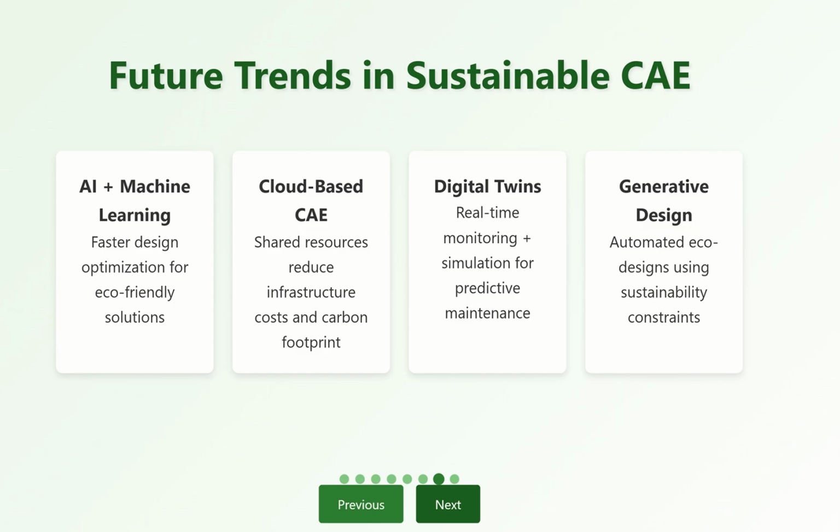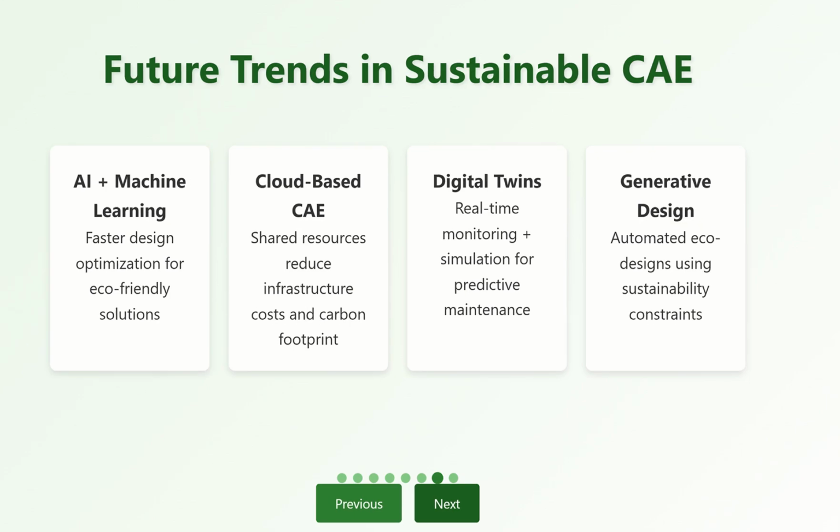Number 3, what you call digital twins. There is real-time monitoring and simulation for predictive maintenance. So they have put some features that predict or monitor the real-time predictability for the maintenance, so that you are able to understand how you are going to monitor your system within the generative design. Then lastly is about automation. So automated eco design using this system sometimes may be constrained, but these are the future trends that are coming in to ensure that systems work with the CAE.